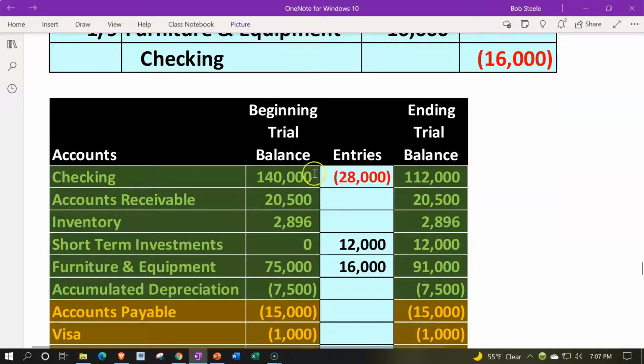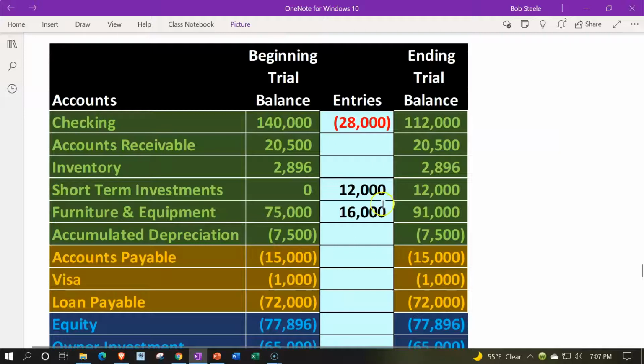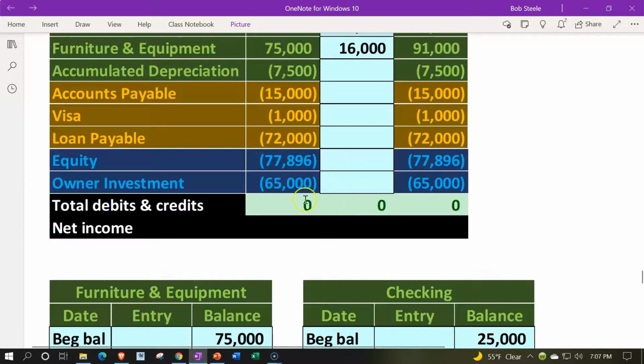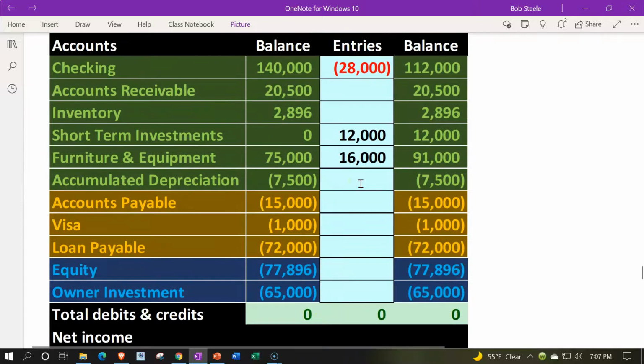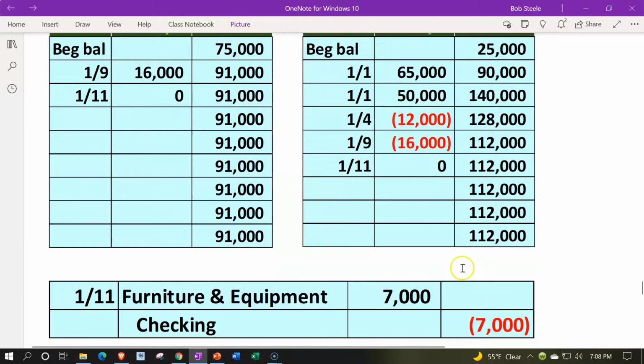So the checking account for our two transactions is now at $28,000, and the other side is going to furniture and equipment. Notice no impact on income statement accounts down below. We don't have any income statement accounts yet because we haven't posted anything to them. We're getting cash into the company, using that cash to buy the assets that we hope will help us generate the income. So that gets us to the $91,000 furniture and equipment. Furniture and equipment was at 75, increased by 16 to 91, and now our cash balance was at 128, went down by 16 to 112.